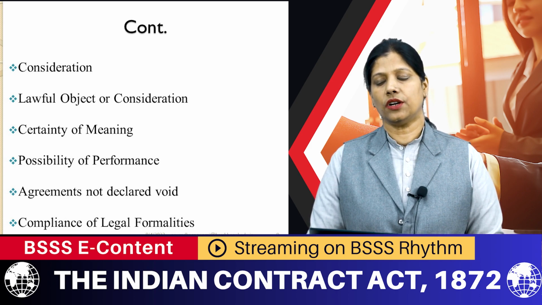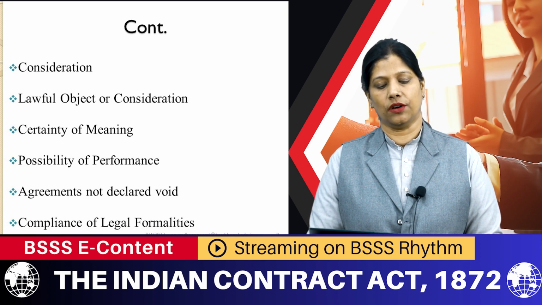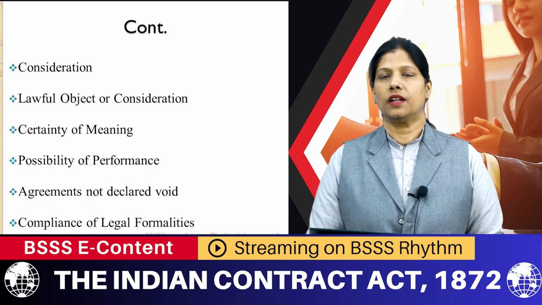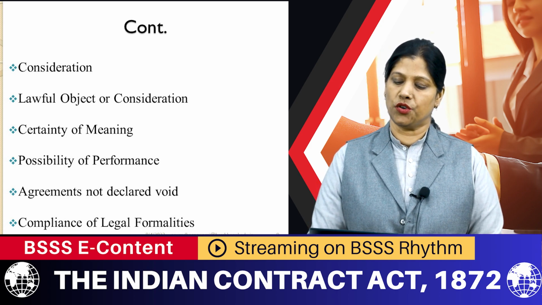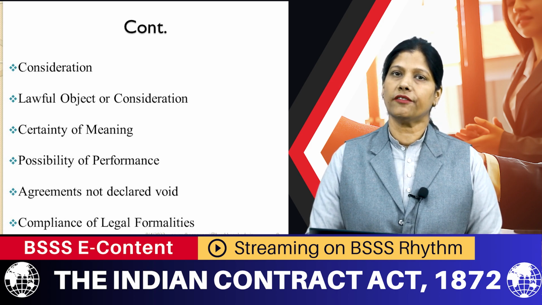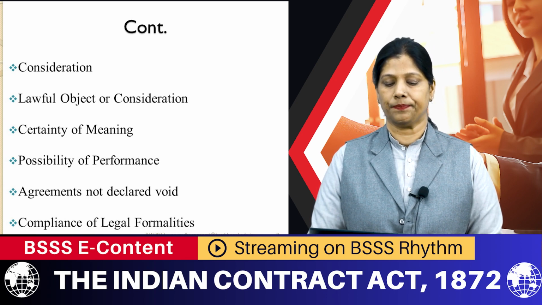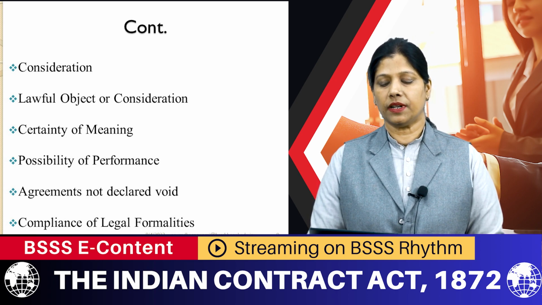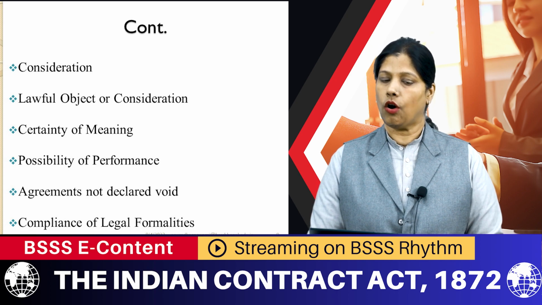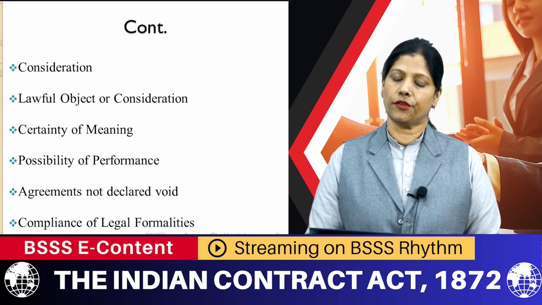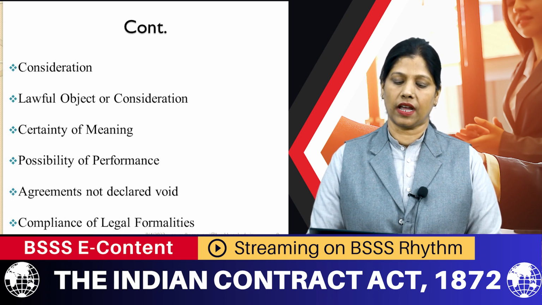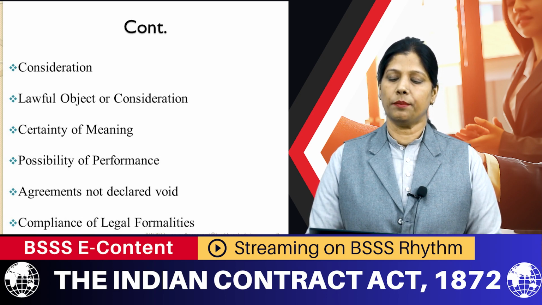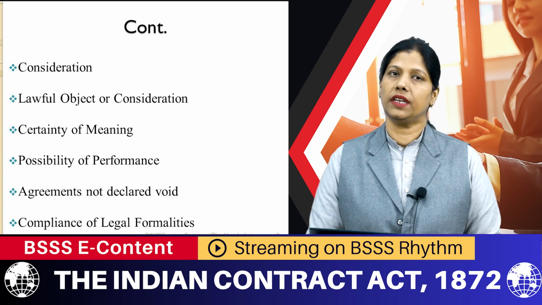The 10th essential of a valid contract is possibility of performance. It means the terms of the agreement must be capable of being performed by a human being and should not involve impossible acts. If the act is impossible in itself, physically or legally, it cannot be enforced at law, because as per Section 56 of the Indian Contract Act, an agreement to do an impossible act is void ab initio.